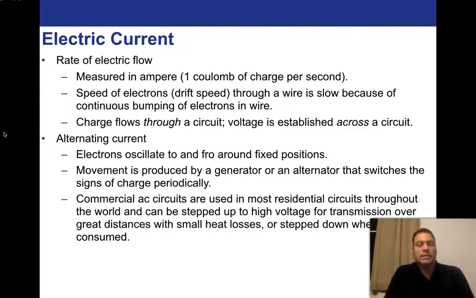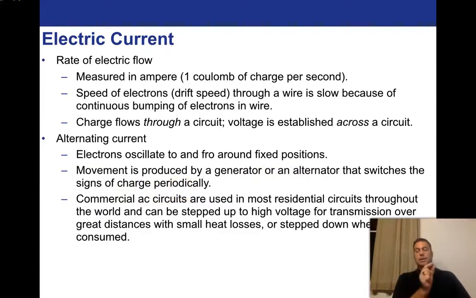Alternating current is another important idea that we need to think about. We've been talking about how electrons flow through a wire. In an alternating current, they don't necessarily flow as much as they oscillate. So in alternating current, electrons oscillate to and fro about fixed positions, just sitting there shaking back and forth. Movement is produced by a generator, at least in how we do it in our artificial wiring systems, in our power grid, or an alternator that switches the signs of charge periodically.